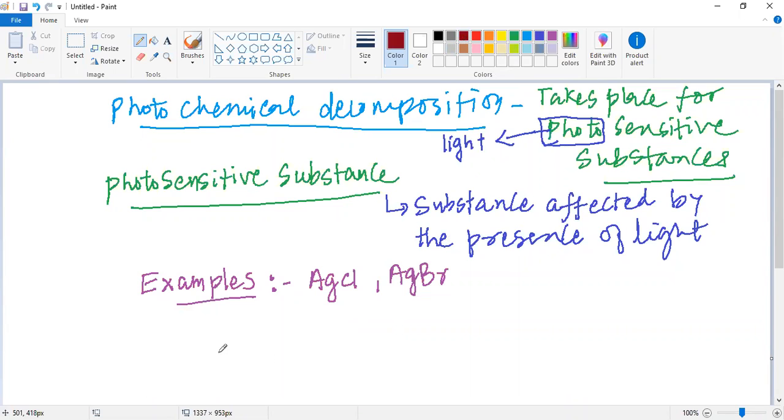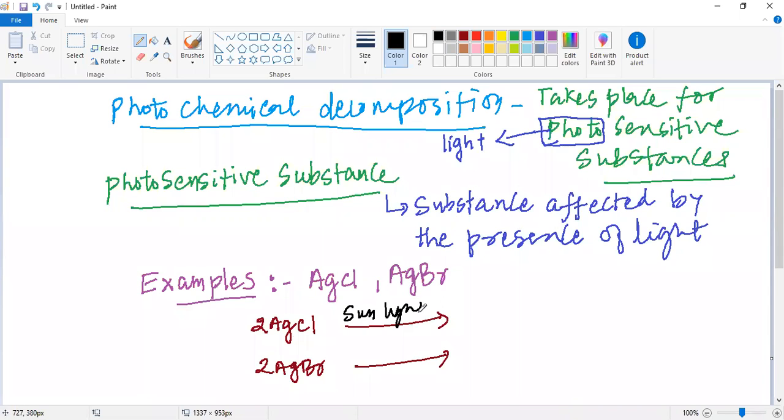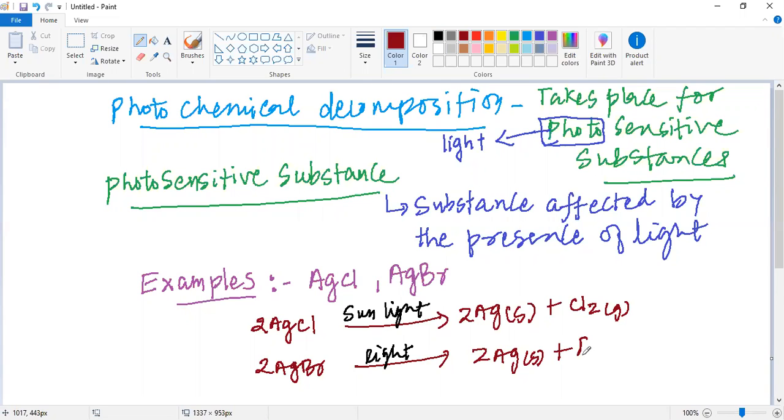Now what happens if you take two molecules of AgCl or two of AgBr, and allow sunlight or light to fall on them, my dear students? We get 2Ag solid and Cl2 gas, or we may get 2Ag solid and Br2 as a liquid.